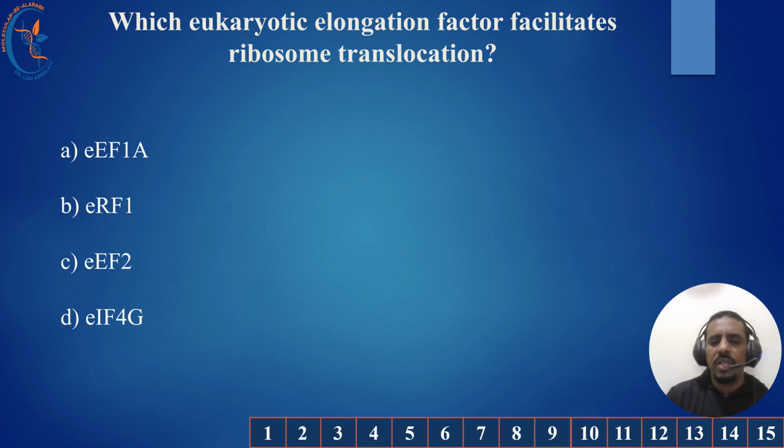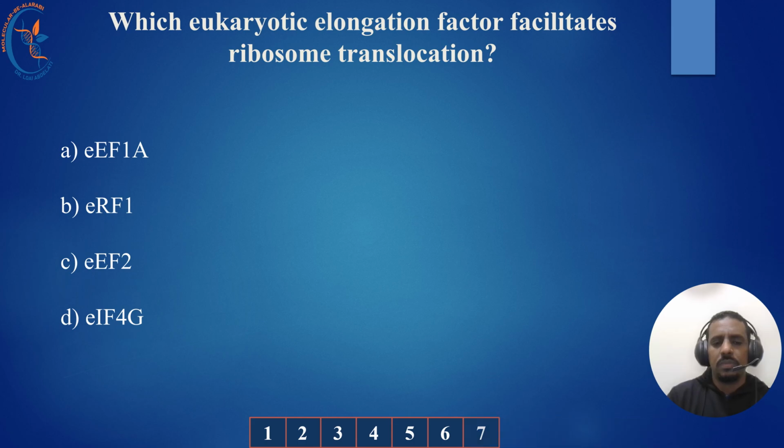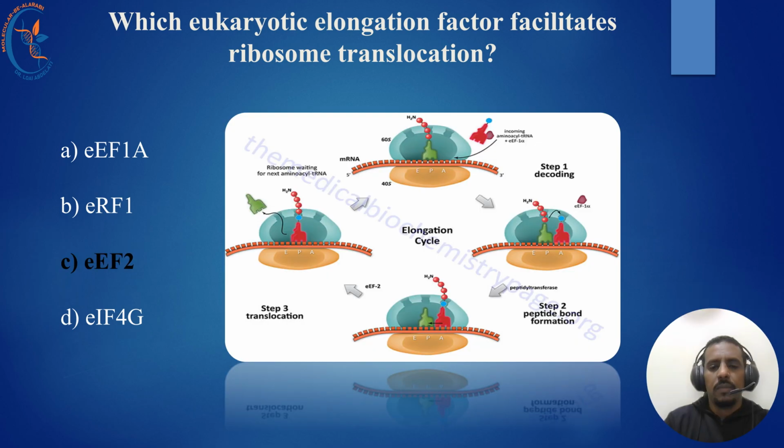Which eukaryotic elongation factor facilitates ribosome translocation? The correct answer is C. Actually, eukaryotic elongation factor 2 is responsible for translocating the ribosome along the messenger RNA, shifting the transfer RNAs from the A and P sites to the P and E sites respectively.